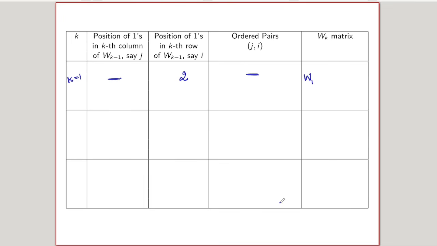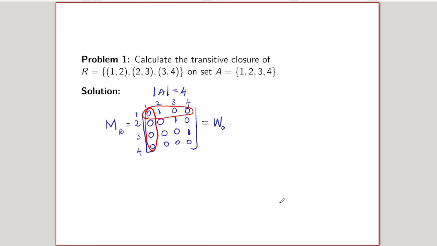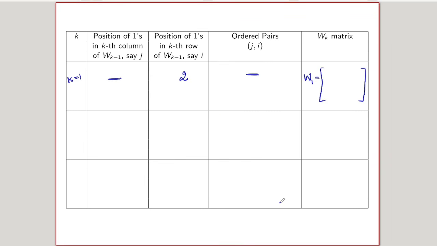So to write W1, remember that we have to retain 1 from the previous matrix. In W0 we are having 1 in these 3 places, so at the same place we have to put 1, all the places. Additionally there is no ordered pair to put 1. Next we are going to fill all other places with 0.